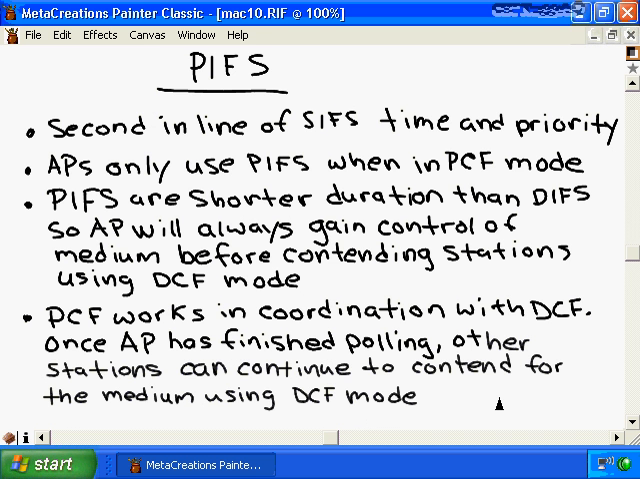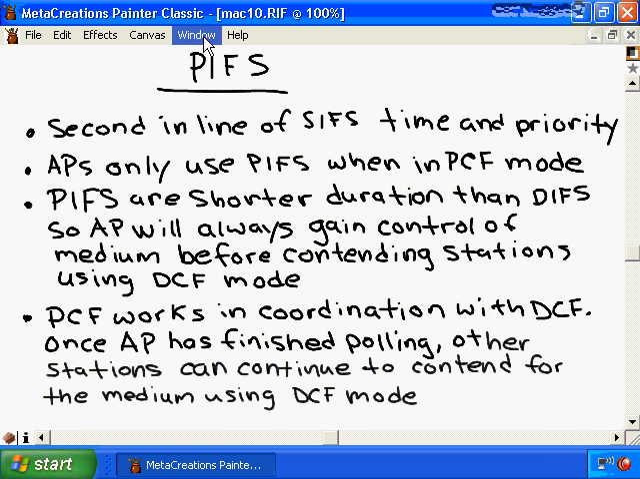Now again, a PIFS is only used when an access point is running in PCF mode, and how it's used is very similar to how a SIFS is used. Again, a station is always lurking in the background, always listening for the medium to be clear. Well, in PCF mode, the stations will wait until the medium is clear, and then once it's clear, they must wait a PIFS time space before actually sending their frames.